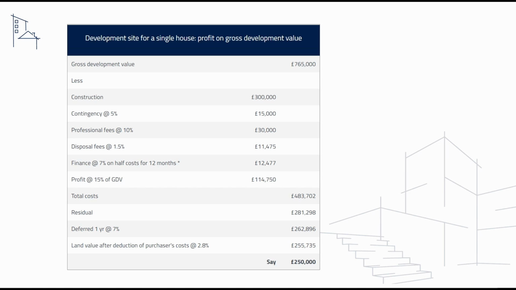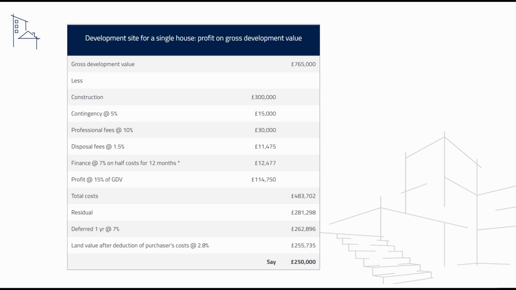In this case, the property forms a plot of land with planning permission for a detached house. The valuer will assess the value of the completed development, which is also known as a gross development value, which in this case is shown as £765,000. The valuer will then deduct the associated costs of the development in order to calculate what the purchaser can pay for the site. From the GDV, the valuer has deducted the costs of construction along with the development contingency and professional fees.